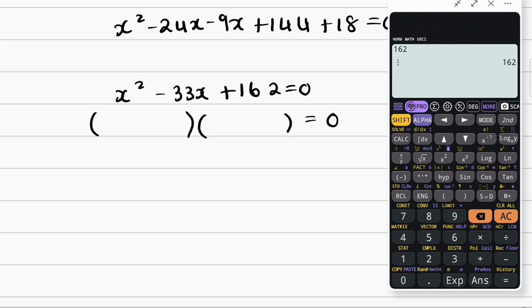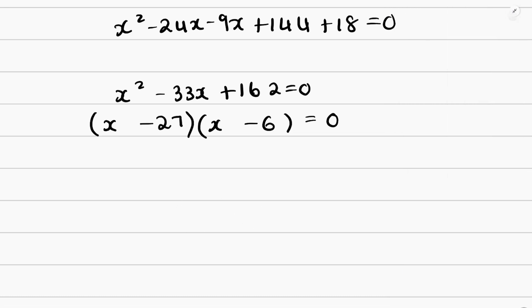Let's try 6. So 162 divided by 6 is 27. And so you see x times x gives us x squared. And negative 27 multiplied by negative 6 gives positive 162. And if we subtract them, they do indeed give negative 33. So this is minus 27 and minus 6. And so x is equal to 27 or x is equal to 6.